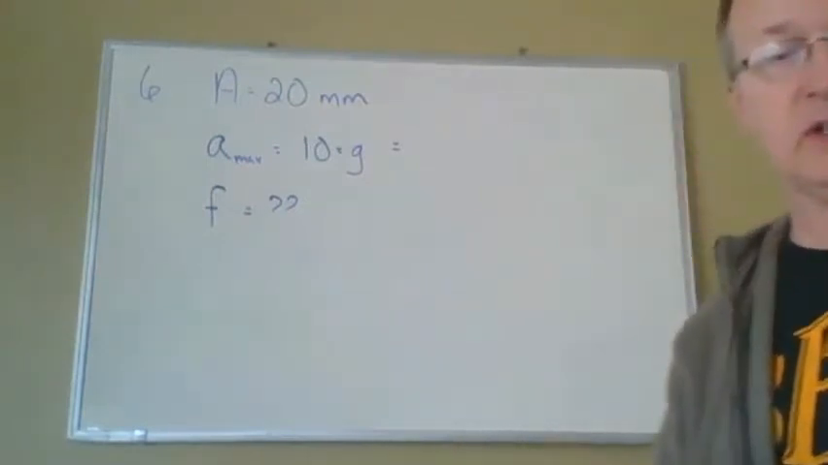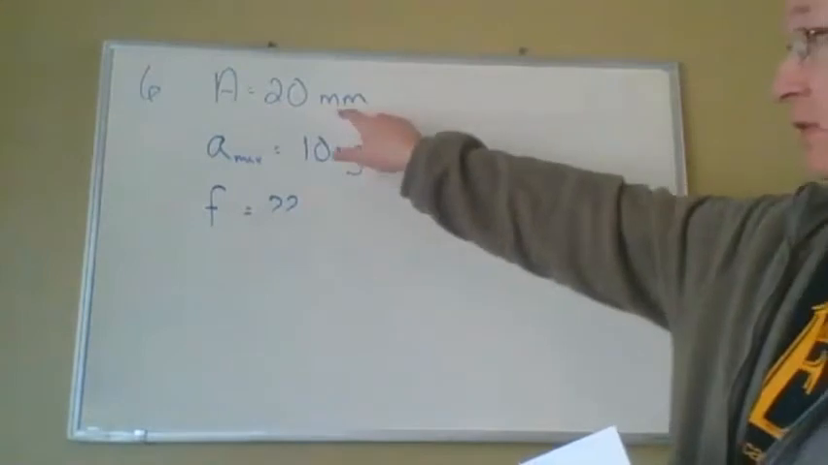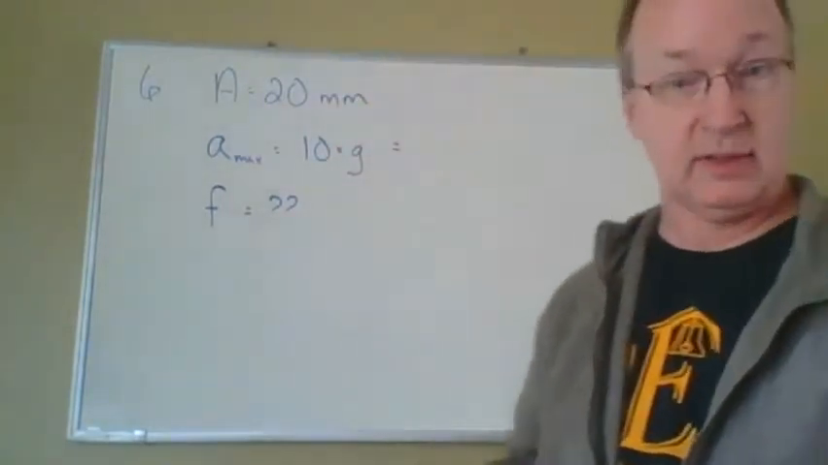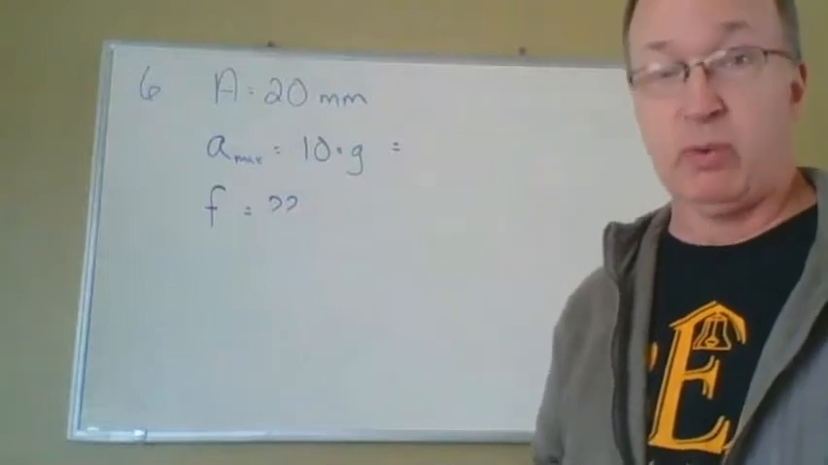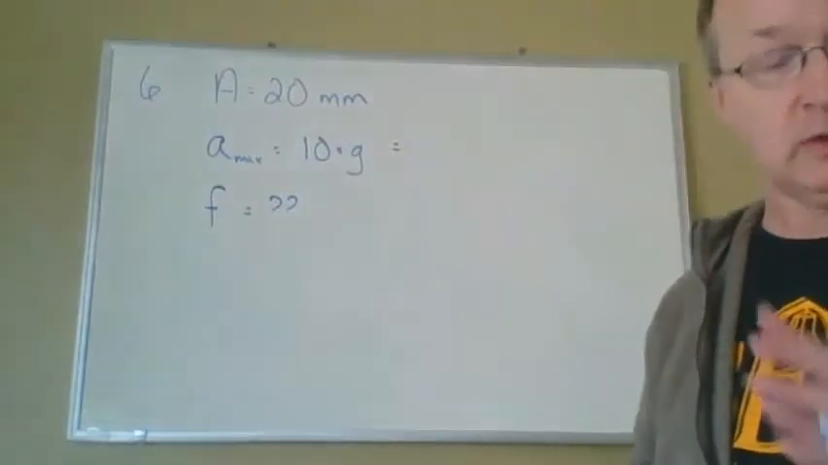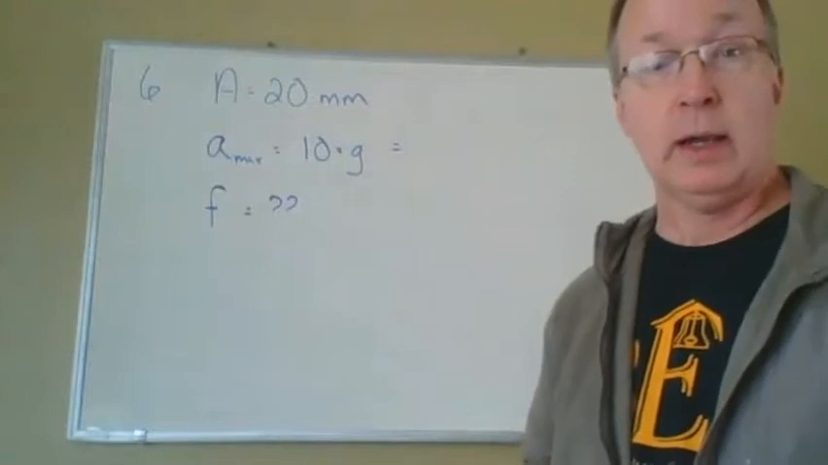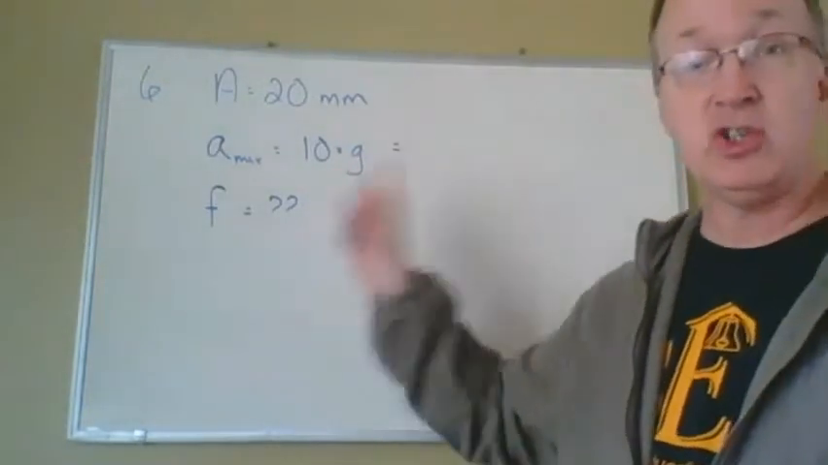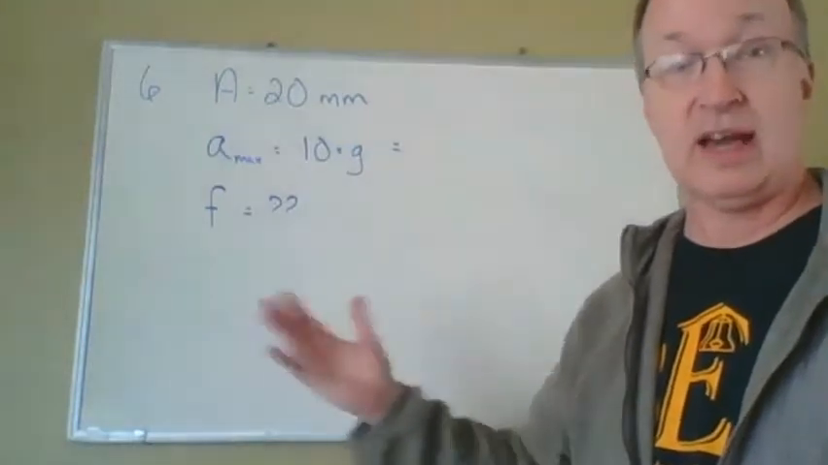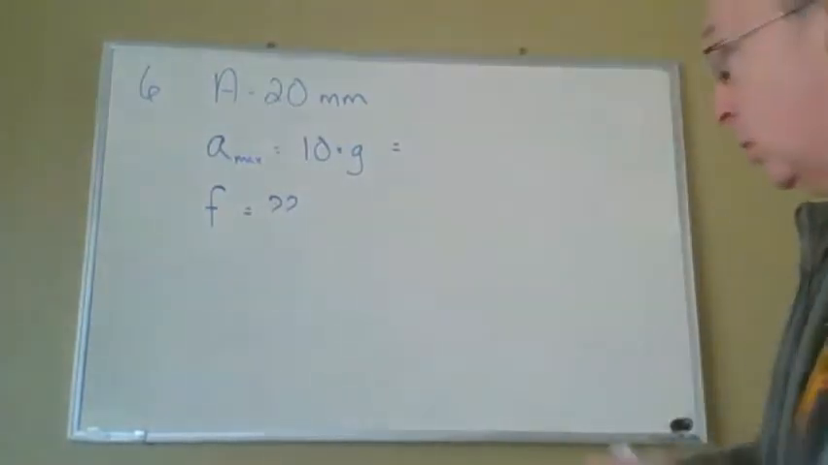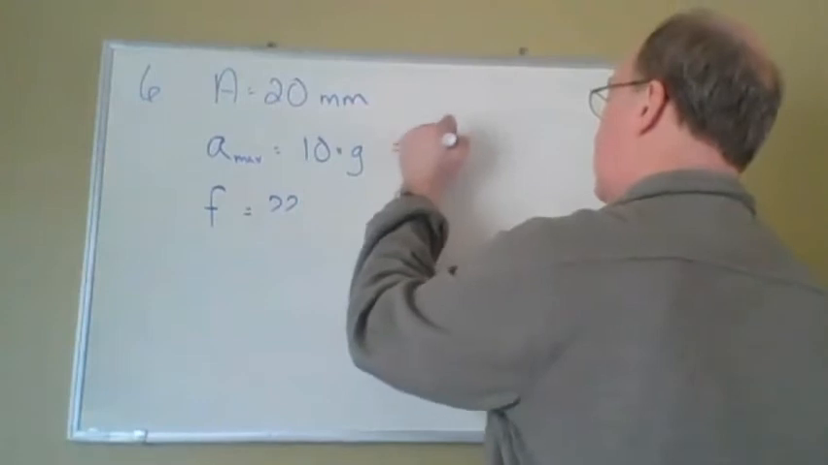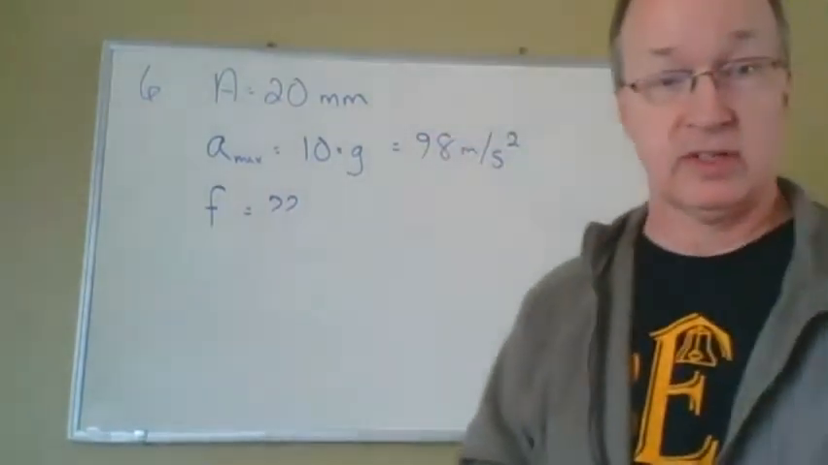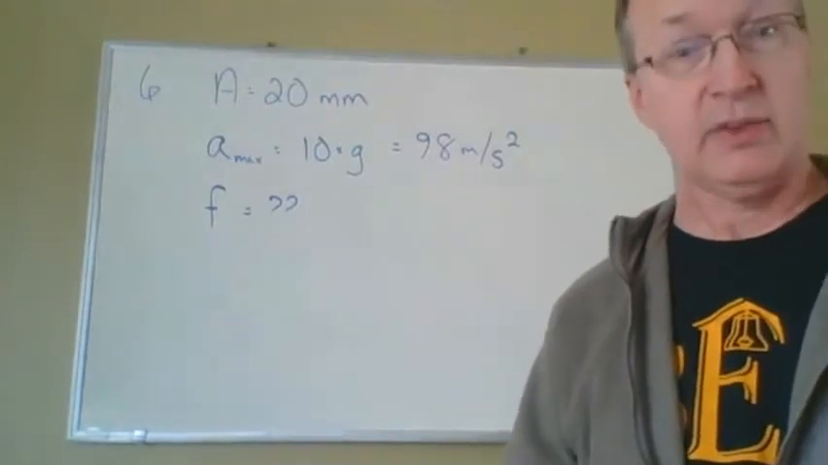So, what we know about the device is it's set up so that there's an amplitude of 20 millimeters. Now, this is not a lot. This is less than an inch, right? 25.4 millimeters is an inch. So this is a very small amplitude. But it's set up so that it can give the object 10 Gs of acceleration, 10 times the acceleration of gravity, or in other words, 98 meters per second squared of acceleration.